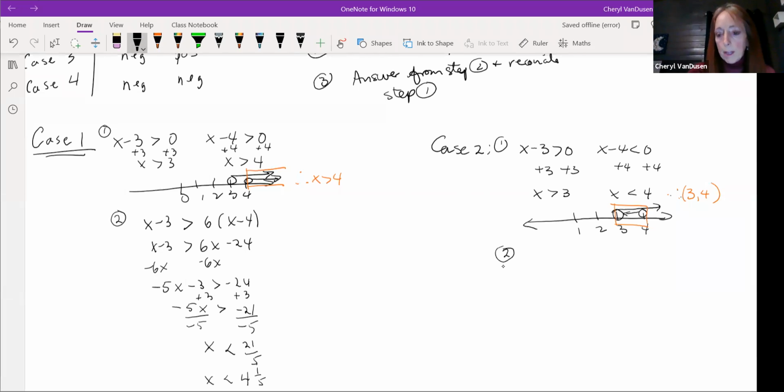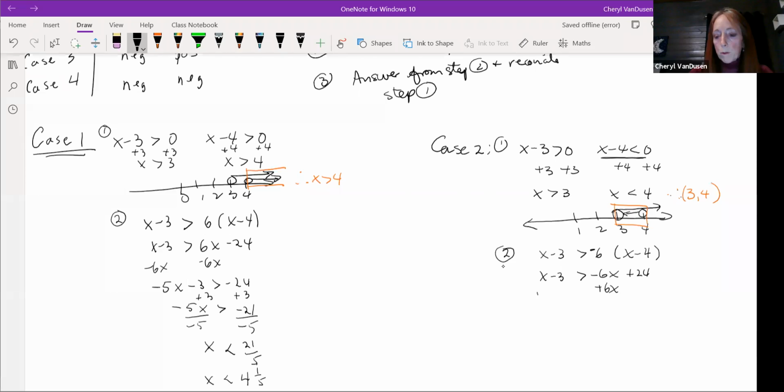Now we actually solve it. So the expression is x minus 3 is greater than 6 times x minus 4, but we decided we're doing a minus for a negative for the x minus 4. So we have to put a negative. I stick it outside there. Okay, so there's where the negative goes. Now we solve it. X minus 3 is greater than minus 6x plus 24.